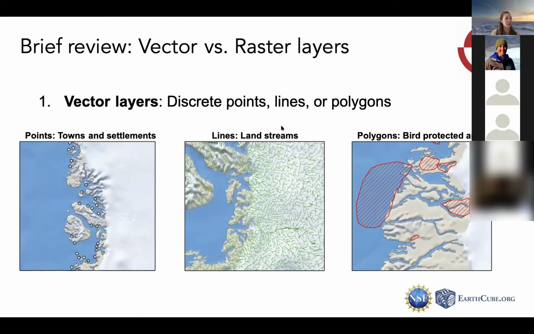In the middle here, an example of a line vector layer in the QGreenland data package are land streams. So again, each of these individual lines has a set of attributes associated with it that one can access through the attribute table, the same with the points. And then on the far right here, an example of a polygon vector layer in QGreenland are bird protected areas. And just like lines and points, each of these polygons has associated attributes that we can access through the attribute table. And I'll just remind us how to do that here in a second.